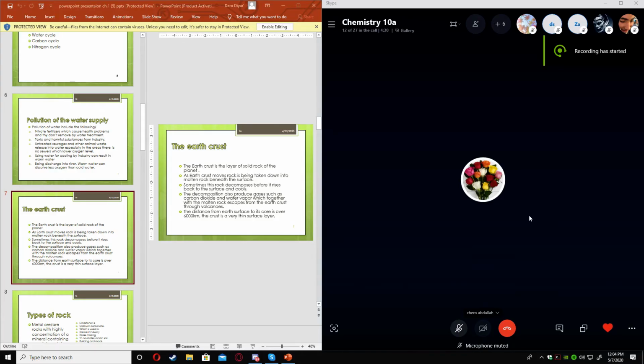The Earth's crust is a layer of solid rock of the planet. As Earth's crust moves, rock is being taken down into molten rock beneath the surface. Sometimes this rock decomposes before it rises back to the surface and cools. The decomposition also produces gases such as carbon dioxide and water vapor, which together with molten rock escape the Earth's crust through the volcanoes.